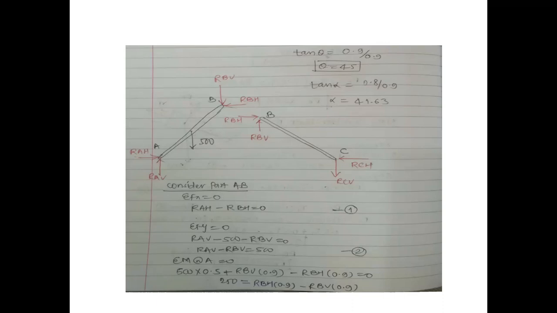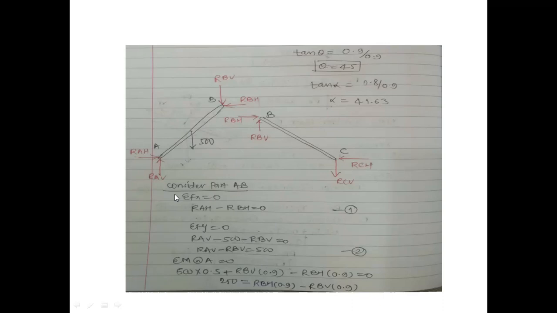Then summation Fx equal to 0: RAH minus RBH is equal to 0. There is no load, so we can say RAH is equal to RBH. Summation Fy equal to 0: RAV minus 500 minus RBV is equal to 0. We'll have one equation. We'll take a moment about A.